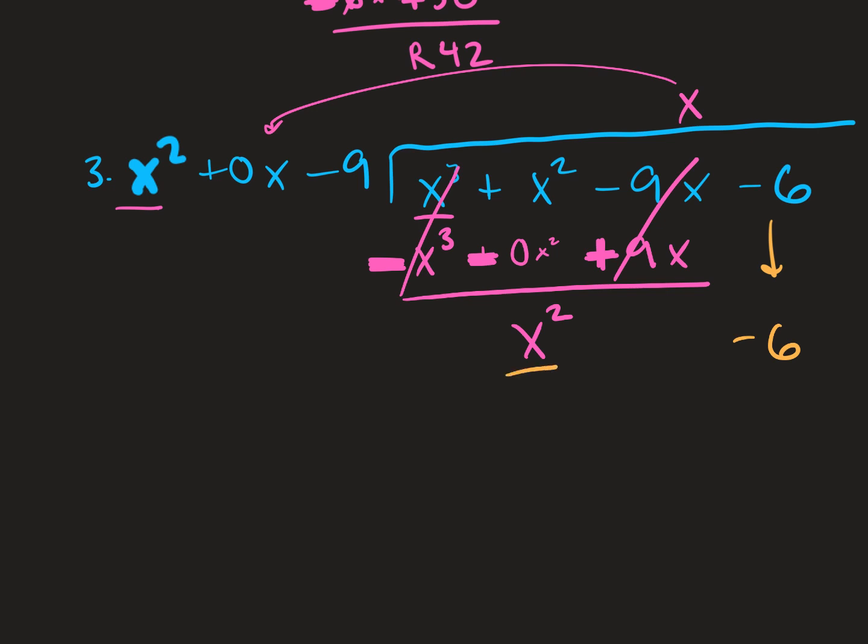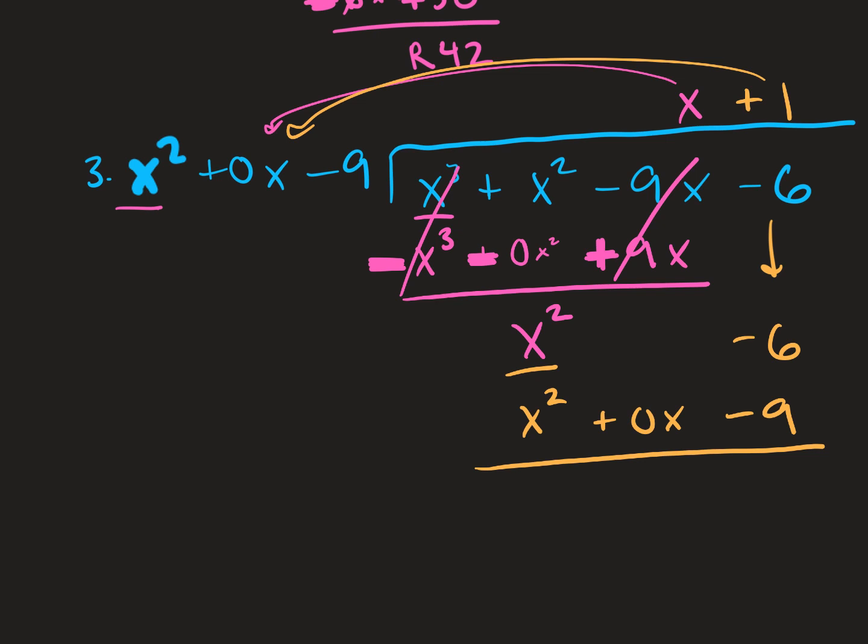Divide again. What is x squared divided by x squared? 1. Be super duper careful. X squared divided by x squared is 1. It doesn't just go away. It is 1. We need that 1 there. Now I take the 1, multiply it to everything outside. So 1 times x squared. X squared. 1 times 0x. 0x. And 1 times negative 9. Negative 9.